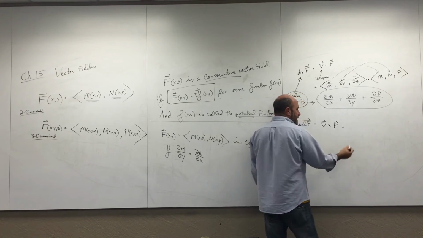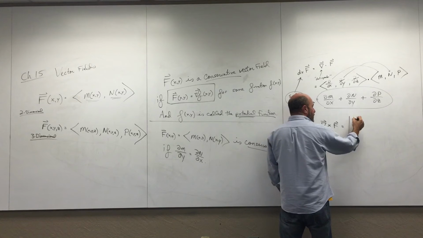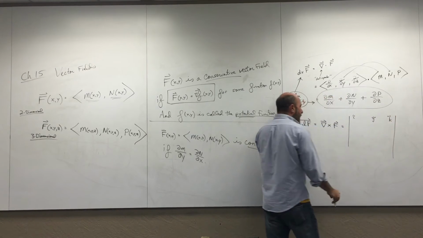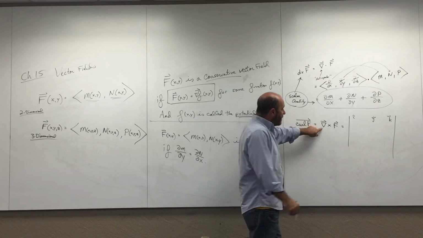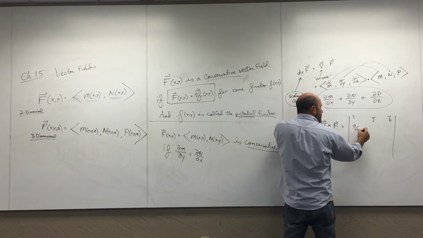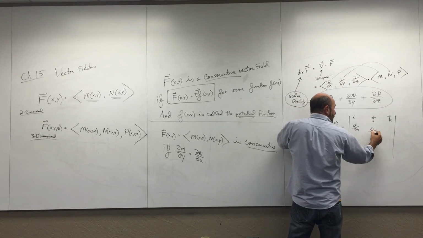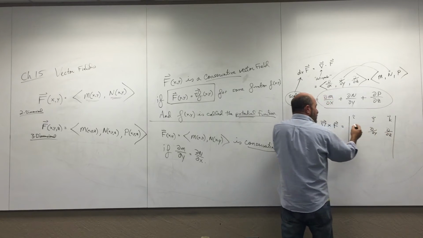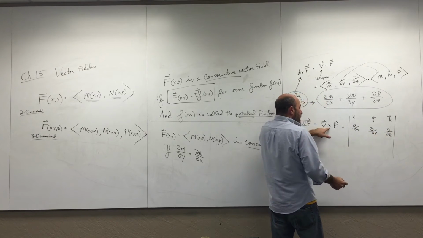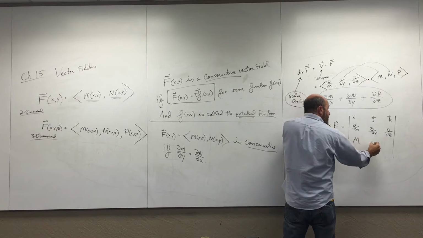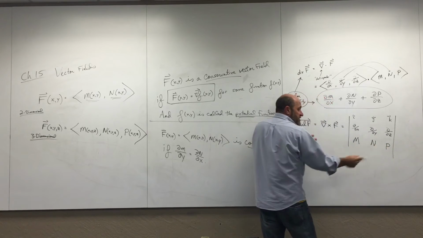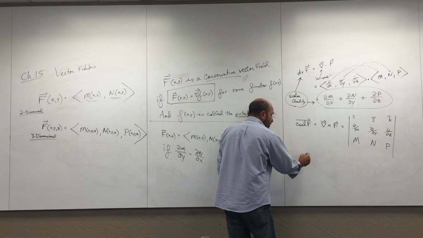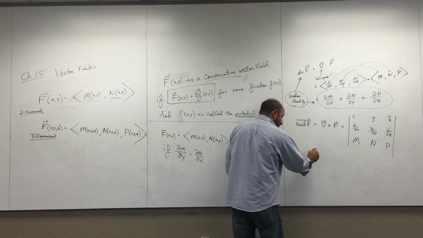So, what does that mean? Well, it means I got to do a cross product. I got to do i, j, k. Who am I cross producting? The del operator, d/dx, d/dy, d/dz, and I'm going to cross product it with F, which is capital M, N, P, functions of x, y, and z. And then I do this cross product, which results in a vector.